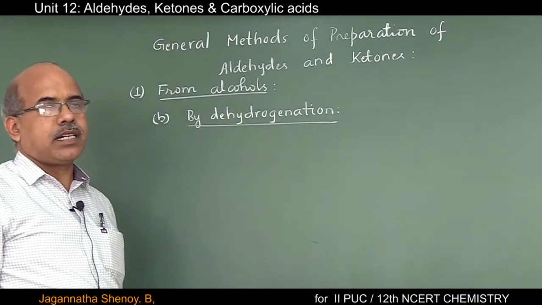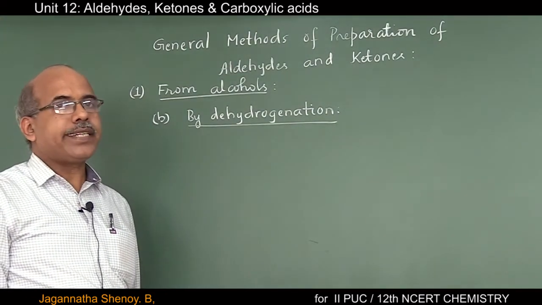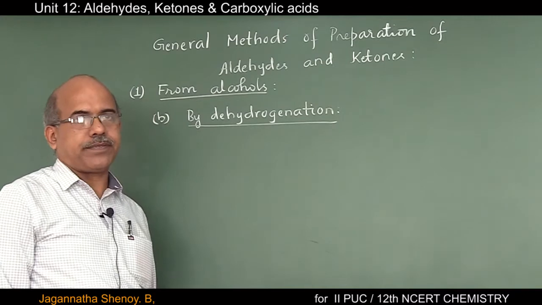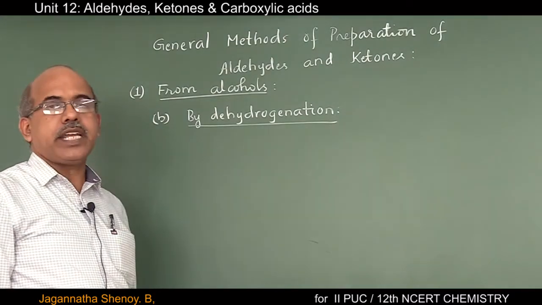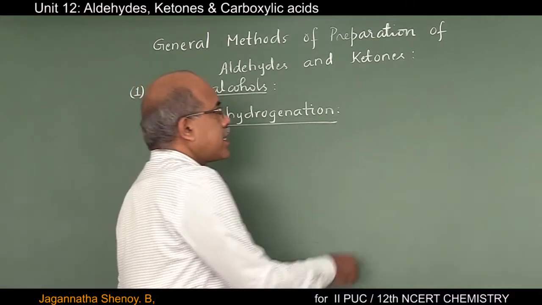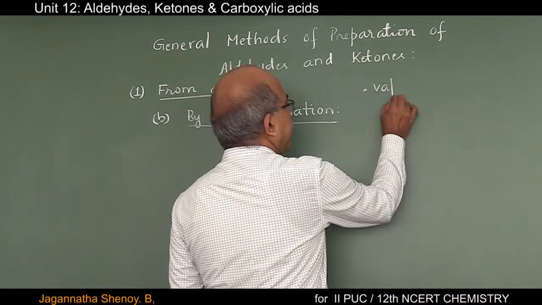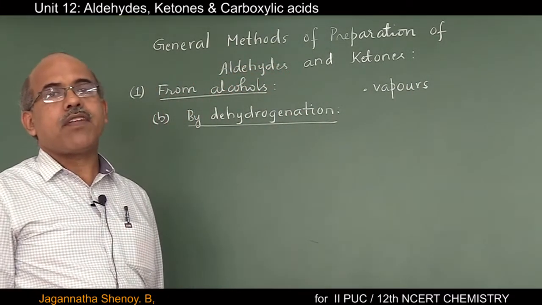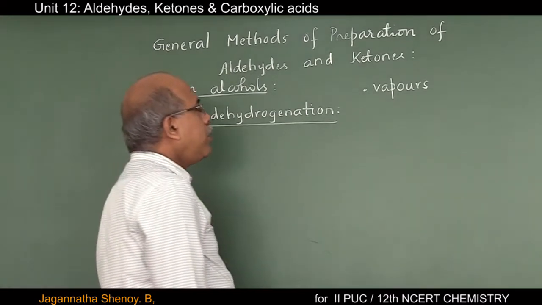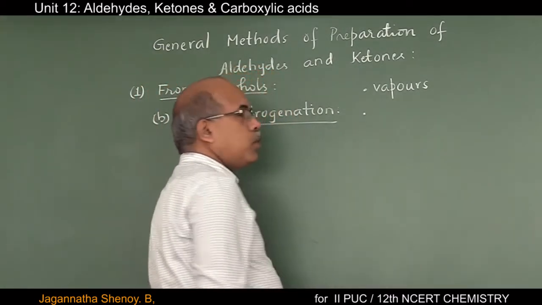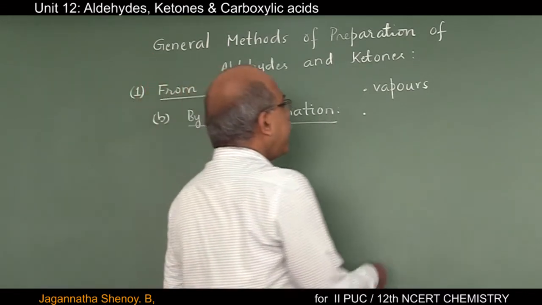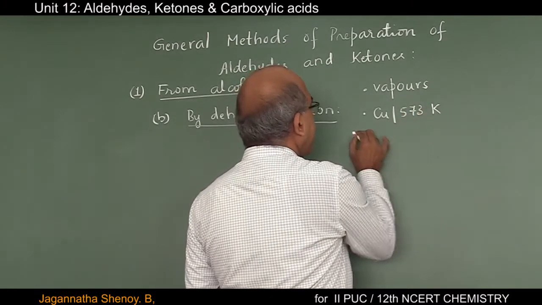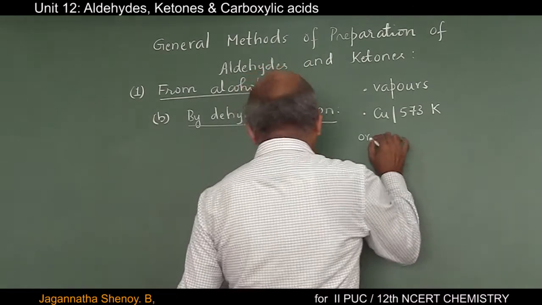Second method under obtaining aldehydes and ketones from alcohols is by dehydrogenation. Already you have studied about dehydrogenation. The process is carried out in the vapor phase, or in other words, I have to consider vapors of primary or secondary alcohol. What about the catalyst that can be used? It's very, very important. Either we can go for copper catalyst at 573 Kelvin, or I can go for silver catalyst at 523 to 573 Kelvin.